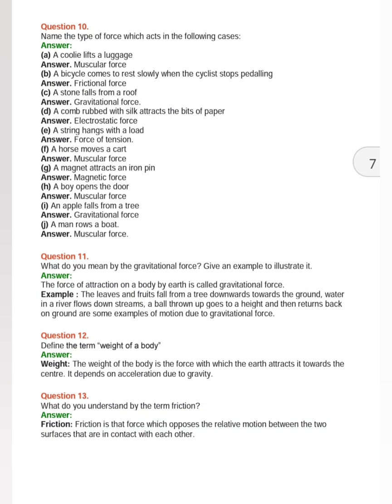Question number 12. Define the term weight of a body. Answer. Weight. The weight of the body is the force with which the earth attracts it towards the center. It depends on acceleration due to gravity. Question 13. What do you understand by the term friction? Answer. Friction. Friction is that force which opposes the relative motion between the two surfaces that are in contact with each other.